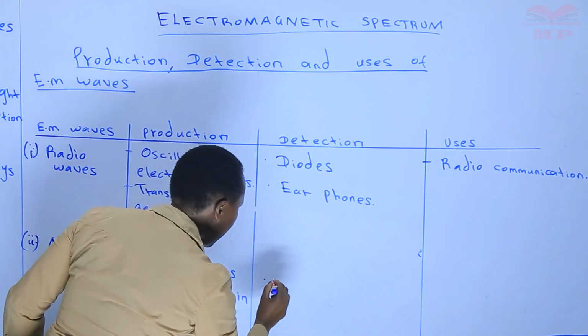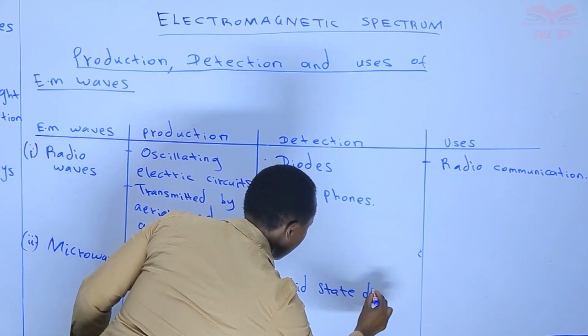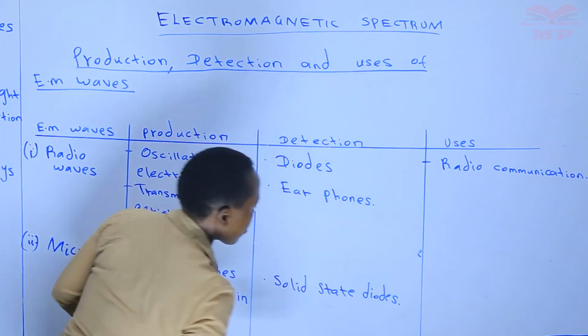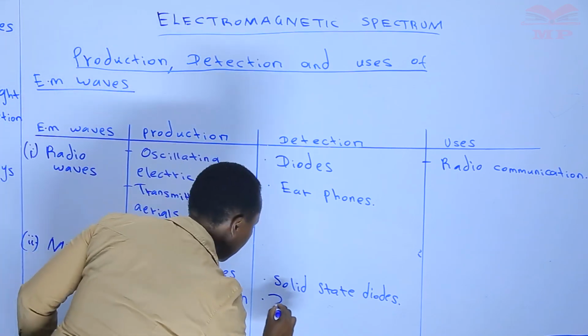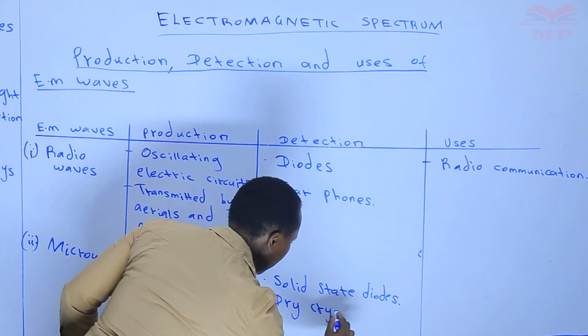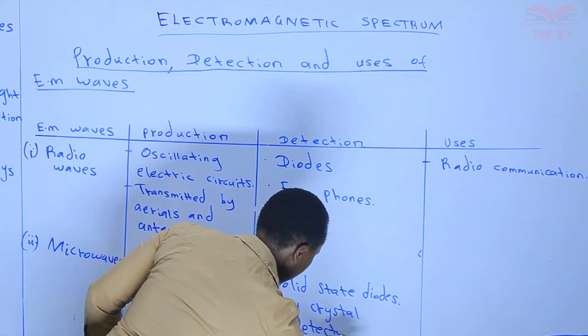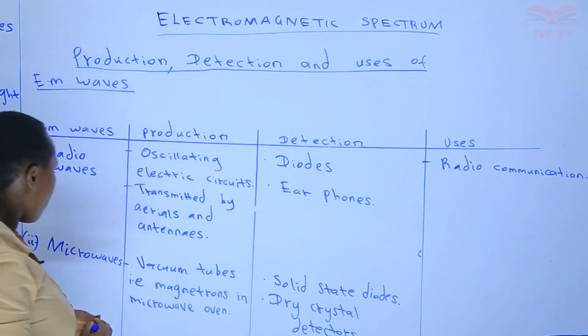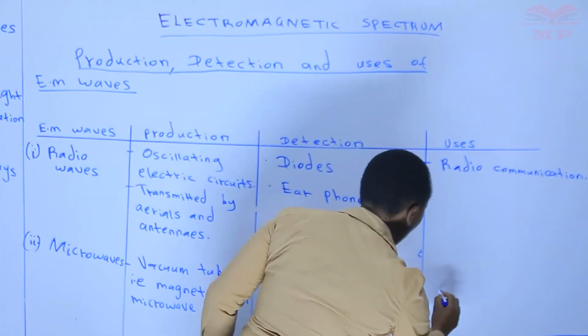the solid state diodes. They can also be detected using the dry crystal detectors. And the microwaves, as we use them for cooking.